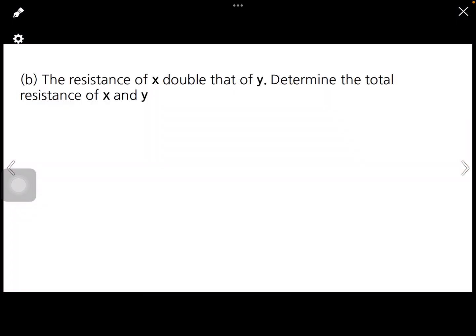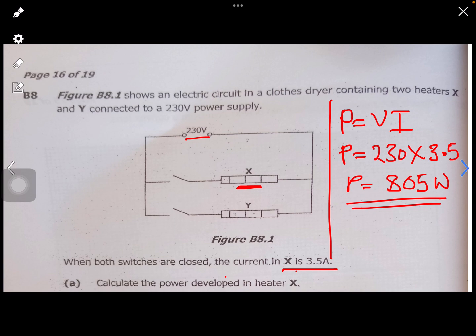On the other question, we are told the resistance of X is double that of Y. Determine the total resistance of X and Y. When they say X is double, they mean it is 2 times that of Y. If we check in the question, resistance is not given, so we can calculate this resistor.